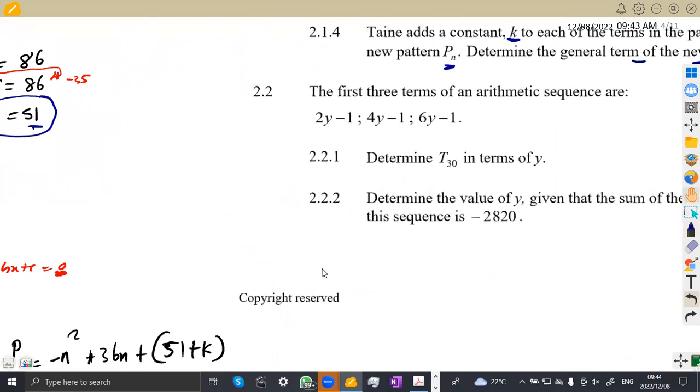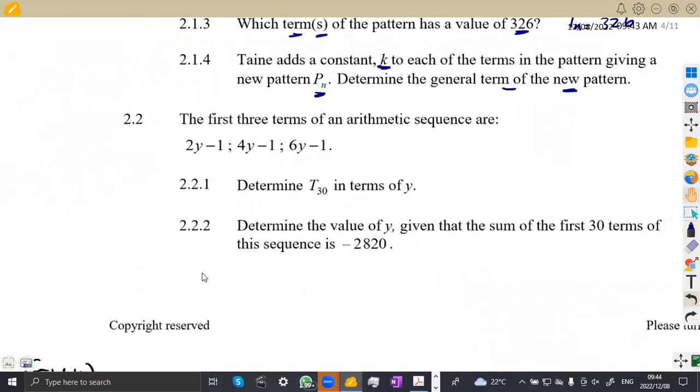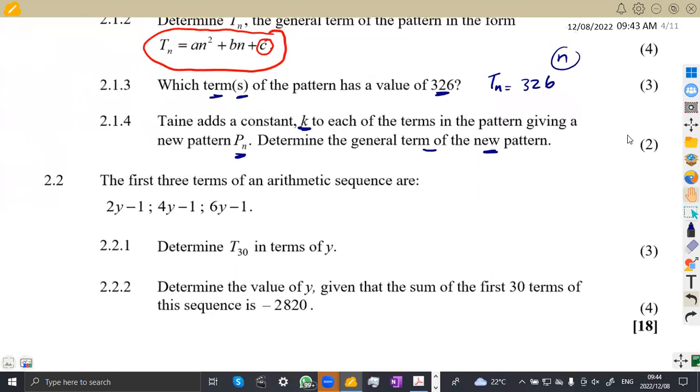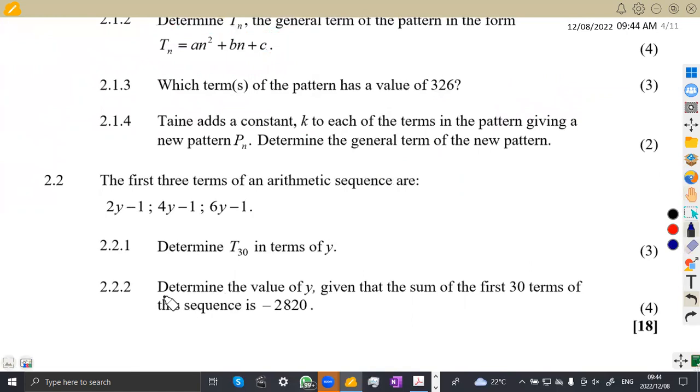So with this type of equation, be very, very careful because they actually ask this typical question. As you can see, it was actually just 2 marks for that. All right, anyways, let's check 2.2. The first 3 terms of an arithmetic sequence. This is now an arithmetic sequence. These are the terms of the arithmetic sequence. Determine T30 on 2.2.1. Determine T30.